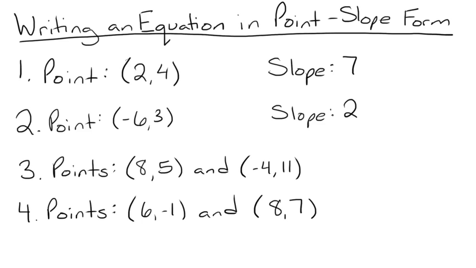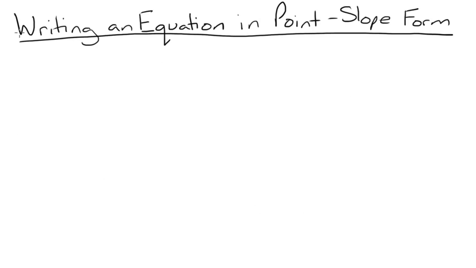Hello. Today we're going to take a look at how to write an equation for a line in point-slope form when we are given a point on the line and its slope, and when we're given 2 points on the line. Remember, point-slope form is y minus y1 equals m times x minus x1, where x1, y1 is a point on the line and m is the slope of the line.